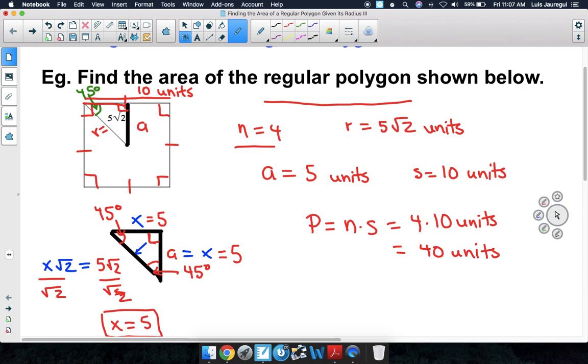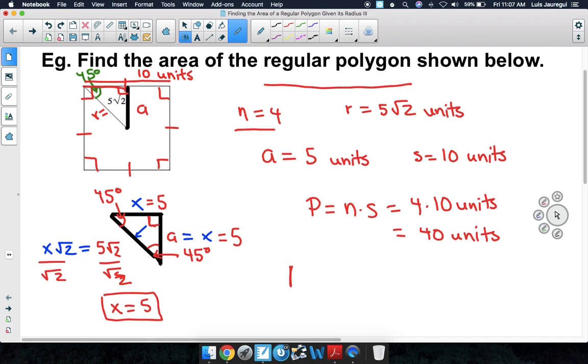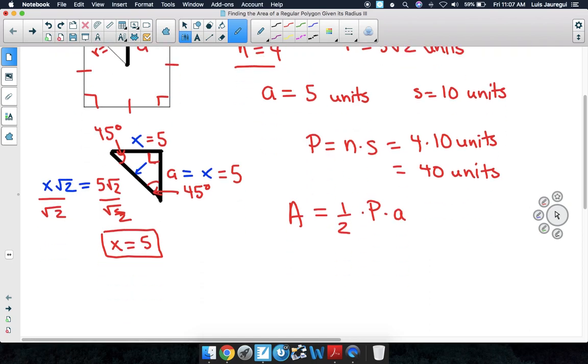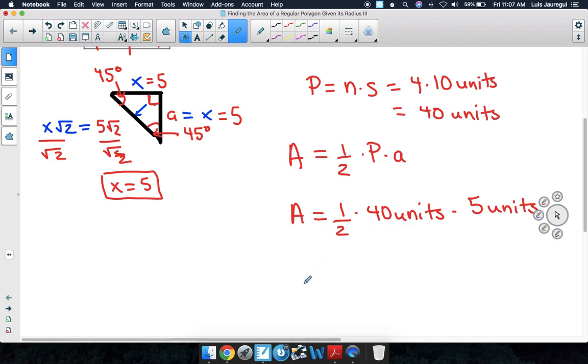Now that we have the perimeter and we have the apothem, we can actually figure out the area for this particular polygon. So we have area is equal to 1/2 times the perimeter times the apothem. Substituting in what we know, we have area is equal to 1/2 times 40 units, which is the perimeter, times the apothem, which in this case is equal to 5 units. Well, half of 40 is simply 20, so we have area is equal to 20 units times 5 units. Now 20 times 5 is 100, so we can say area is equal to 100, and units times units become units squared.